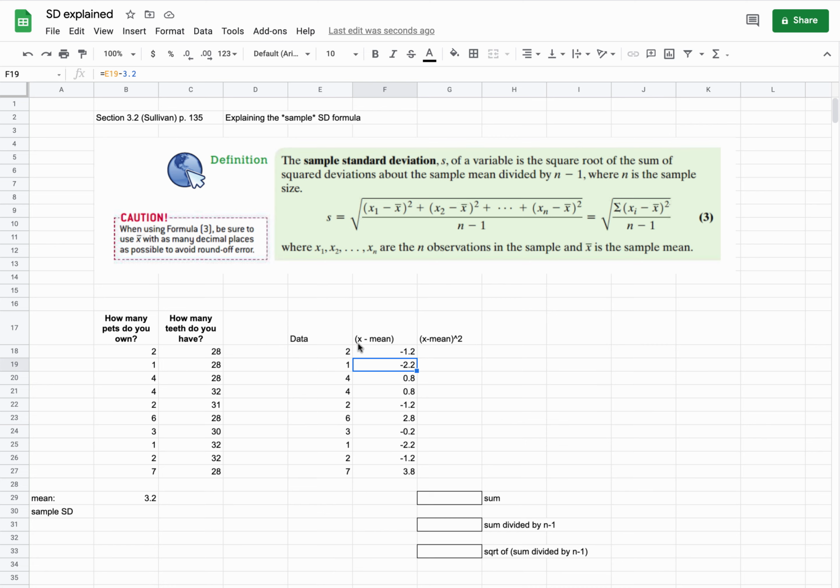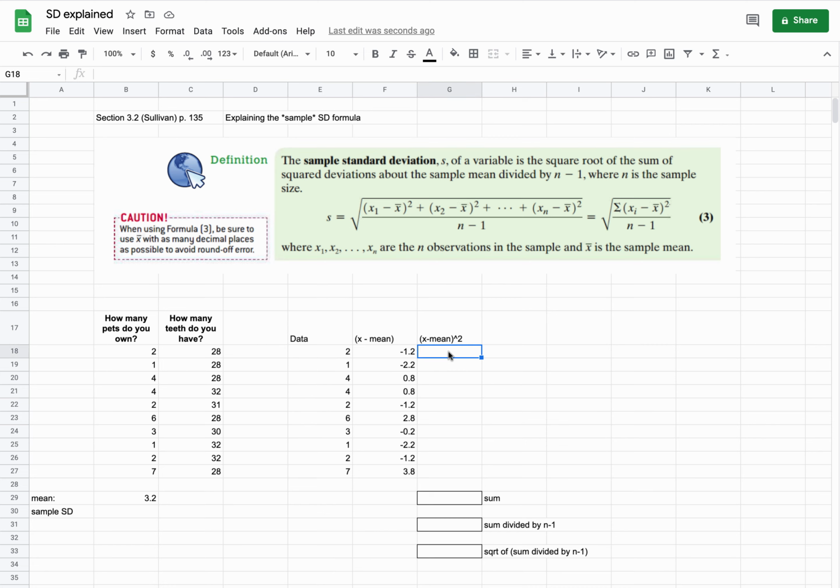All right, so this is the x minus the mean. It's the data point minus the mean. 2 is 1.2 units below the average, which is 3.2. 1 is 2.2 units below the average. So that's what the negative says. It says to the left, below. Whereas 4, someone with 4 pets, their number of pets is 0.8 pets above the average. So there's a positive answer.